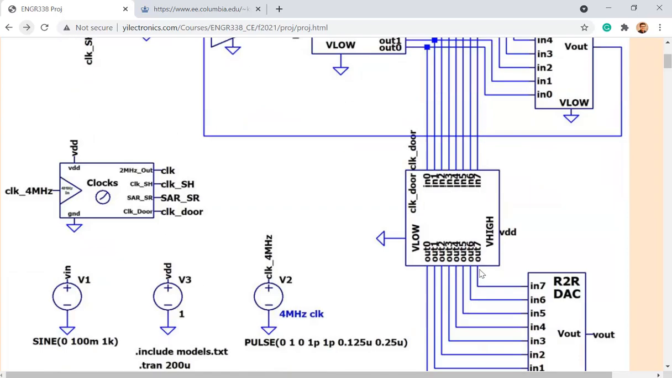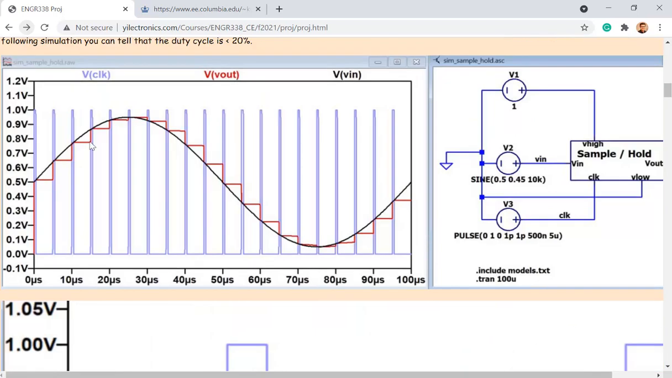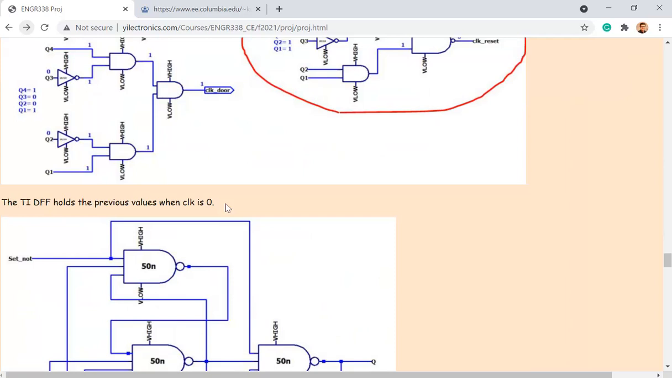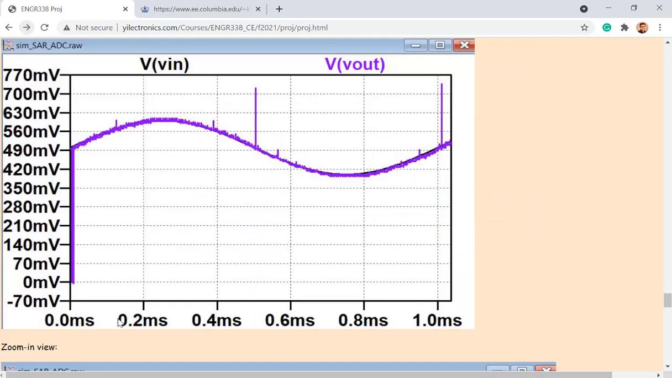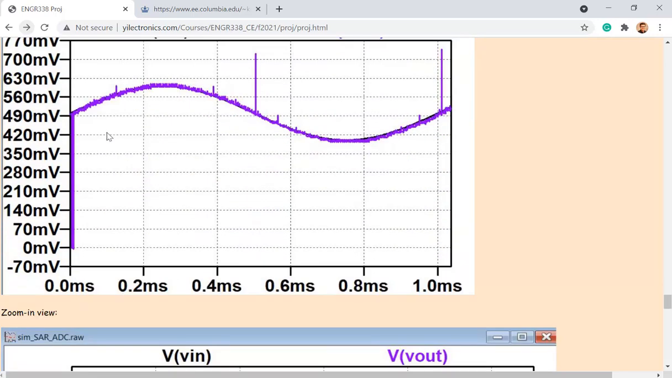Another question. Look at the sample and hold circuit over here. Here's a Vin. Here's a sample and hold output. If we just look at the circuit here, as compared to whatever another student did in the past. So that's the analog input. That's the ADC's output. The problem for this one is that the input signal frequency is too high. That's why the sampling rate is not high enough to resolve every single point. If you make the input signal slower, you can actually track it really well.